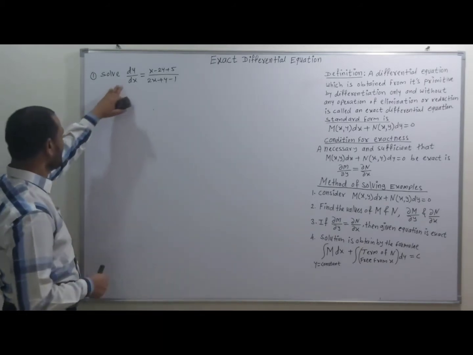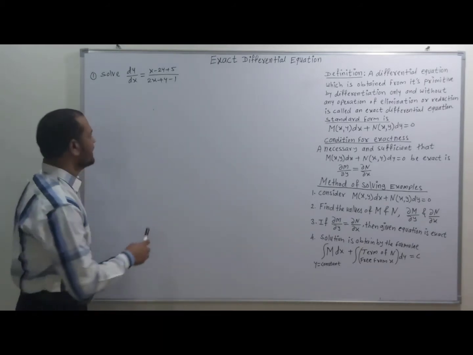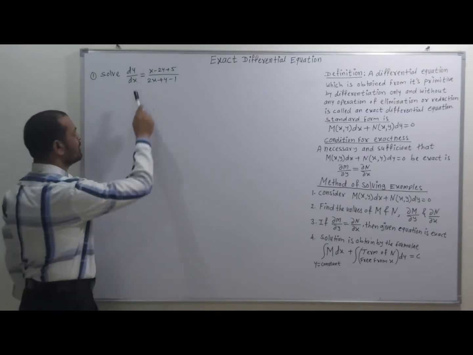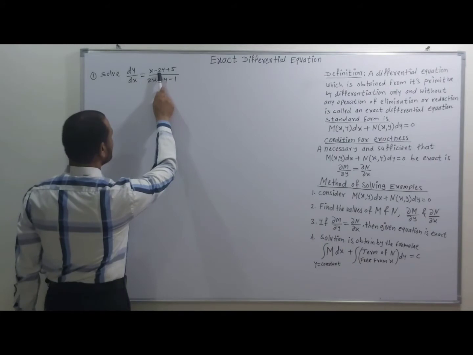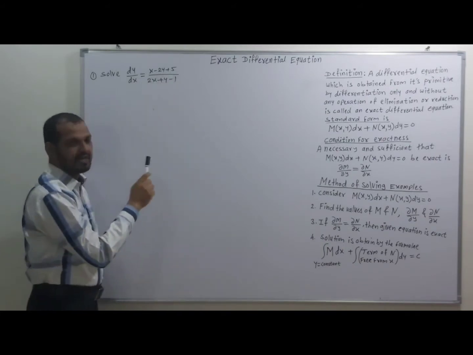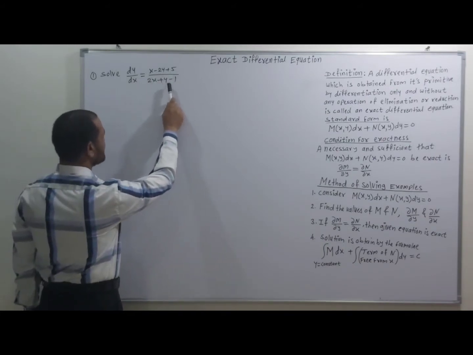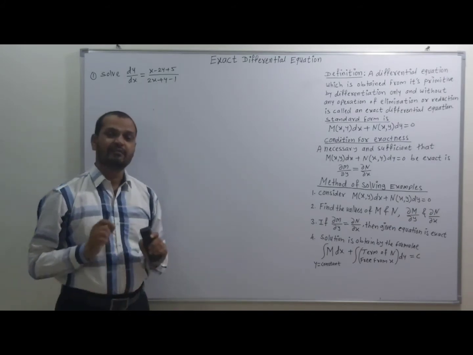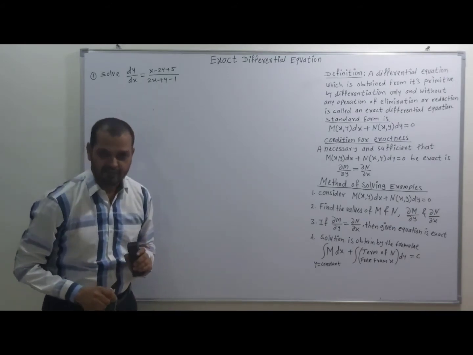So friends, here the first example is given. Example: solve dy/dx = (x - 2y + 5)/(2x + y - 1). Our aim is to solve this equation by the exact equation method.